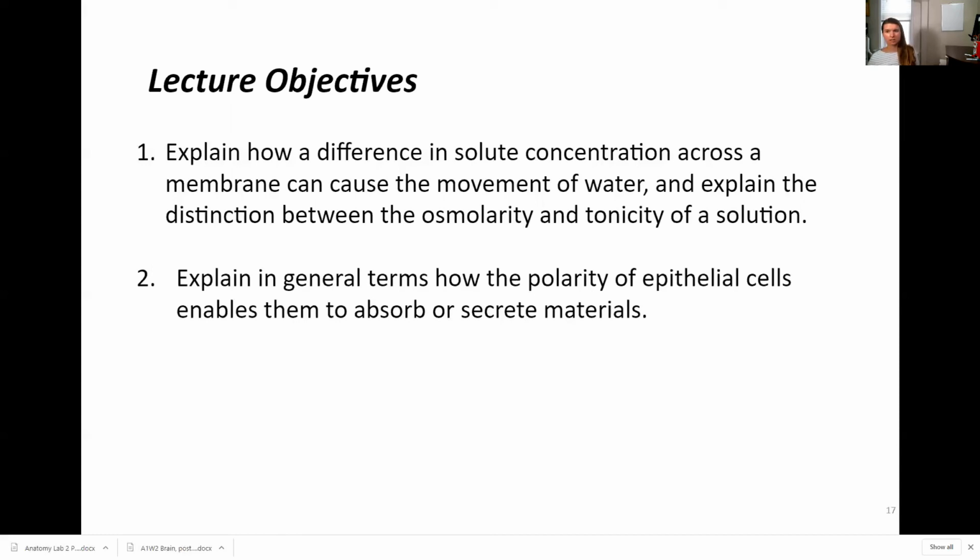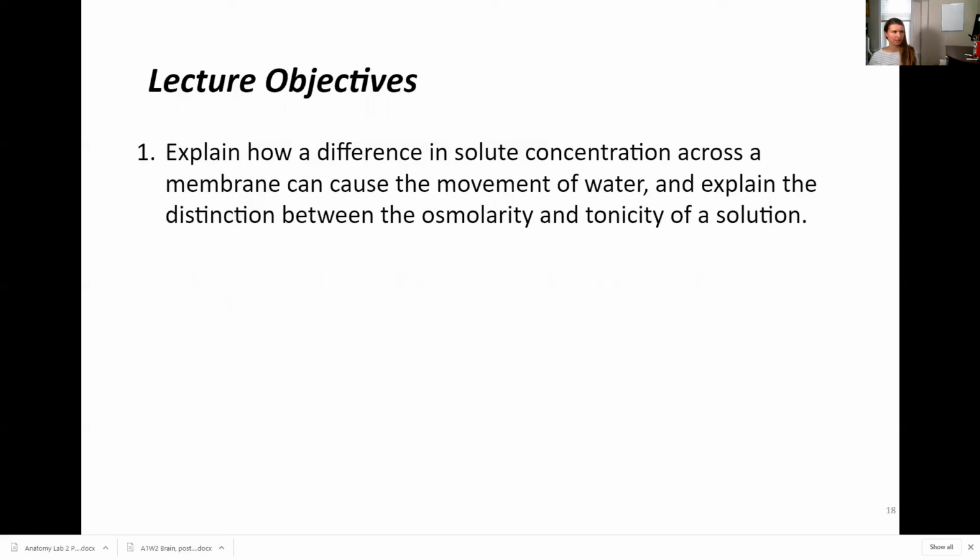So in order to understand how water moves by something called osmosis, we need to understand how solute concentrations affect our water balance across the membranes, and also to understand how our water molecules are going to interact with the membranes and the solutes surrounding them. Okay.